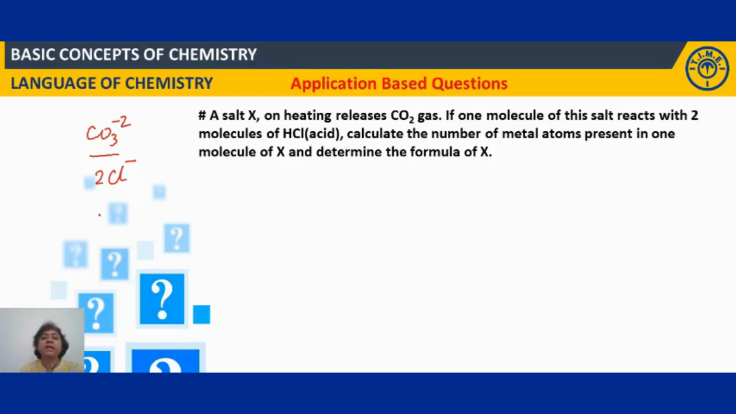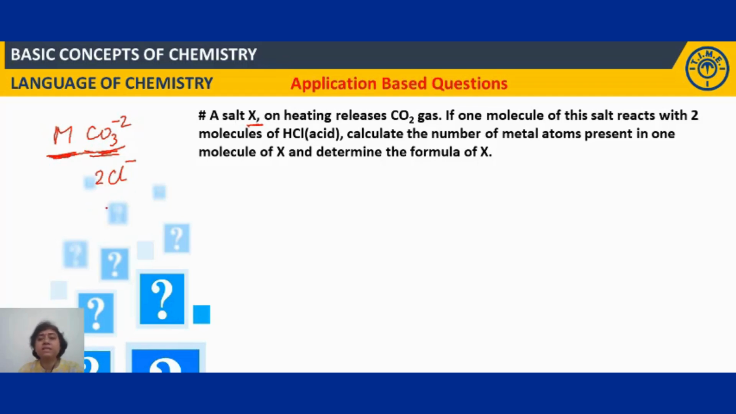Fine. Now let us assume that the metal is M. We do not know the valency. That's why we didn't write the formula of this compound. We only know that in the salt X, metal M is present and the carbonate radical is present. We don't know the valency, we don't know the formula yet.